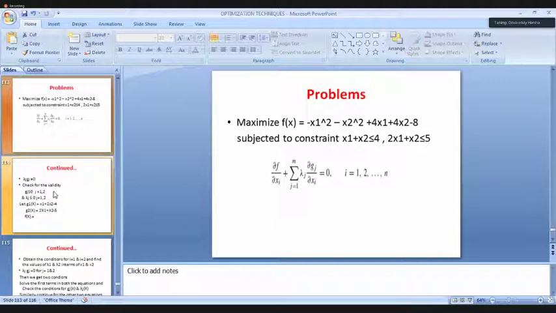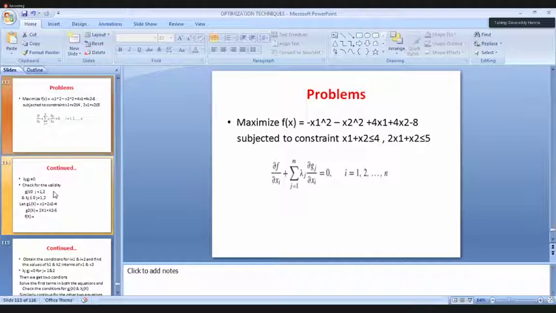This condition: dou f by dou xi plus summation j equal to 1 to m lambda j dou gj by dou xi equal to 0, where i is varied from 1 up to n. From this, how many equations will you get? 2 equations. Why? Because there are 2 variables in the question. Please write the 2 equations below this.